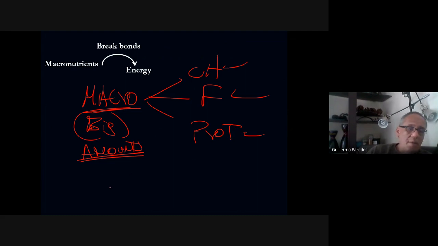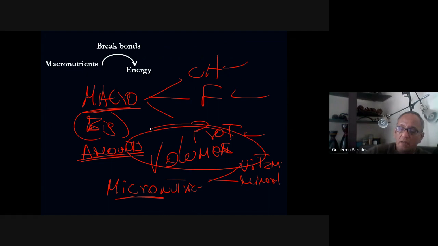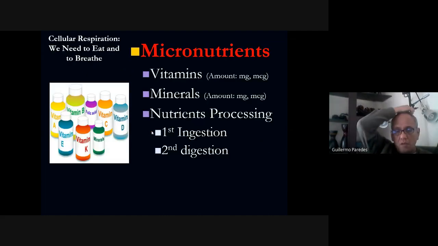We call the other group micronutrients, with an I. Micronutrients are the vitamins and the minerals. That's why it's called micro, not because they're small, but because we use them in small amounts and small volumes. I'm not talking about size here. All right? So we have micronutrients, vitamins, and minerals.